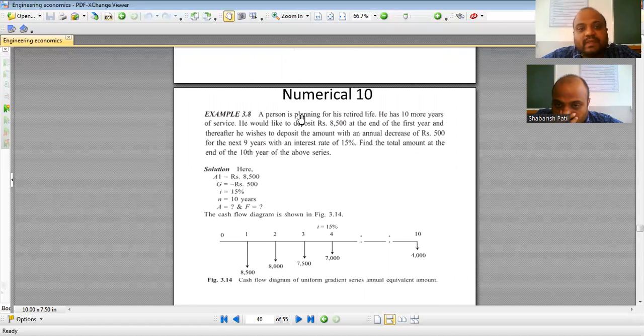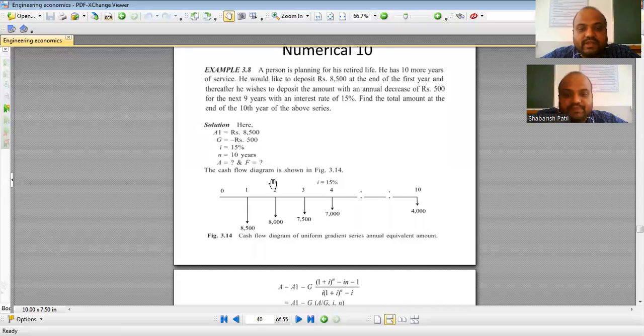A person is planning for his retired life. He has 10 more years of service. He would like to deposit rupees 8,500 at the end of first year, and thereafter he wishes to deposit the amount with an annual decrease of rupees 500 for the next 9 years with an interest rate of 15%. Find the total amount at the end of the 10th year of the above series. So A1 is 8,500, G is minus 500, i, n are given, and I'm supposed to calculate the equivalent annuity, and then I'm supposed to calculate the future value.